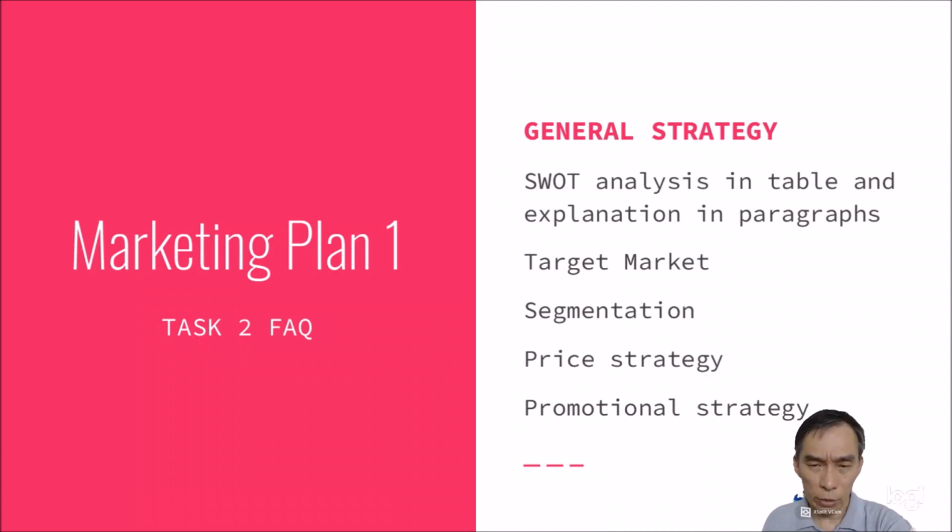Next is the segmentation. Usually we would use variables like demography, which should include the income level. So income level should be under demographic segmentation, and then you have the behavioral, you have the psychographic, and also you have the geographical. So these are the 4. So use the 4 in total. Don't use 1 or 2 and then forget about the other 1 or 2.